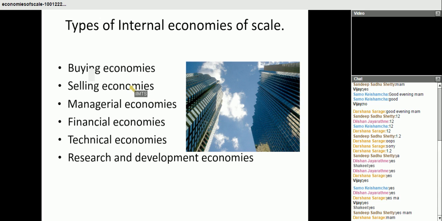Okay. Then selling economies is... Riza, good evening. Welcome to class. Today we are talking about the external and internal economies of scale. Okay.